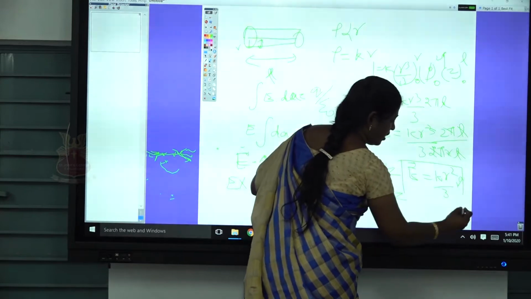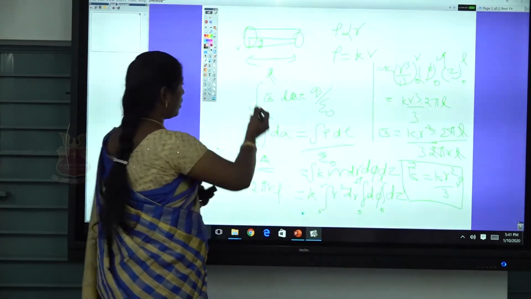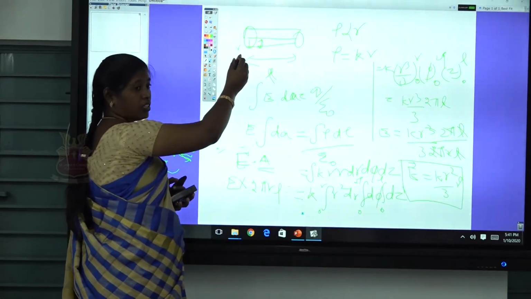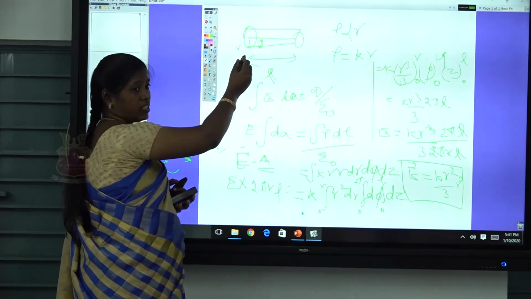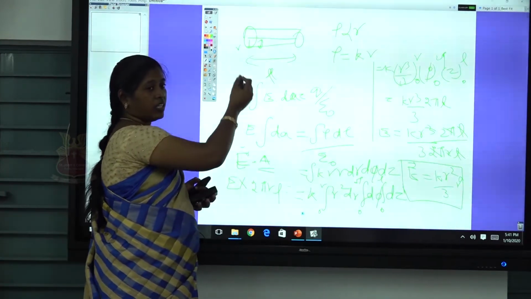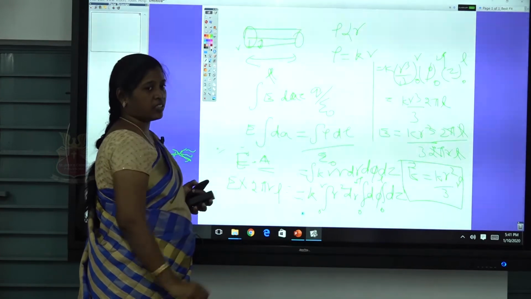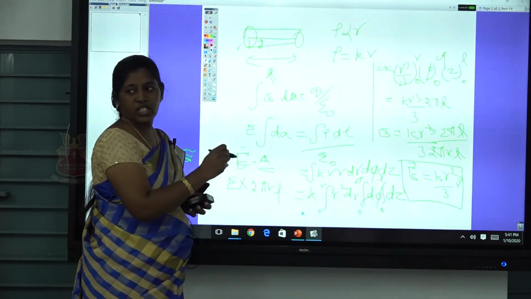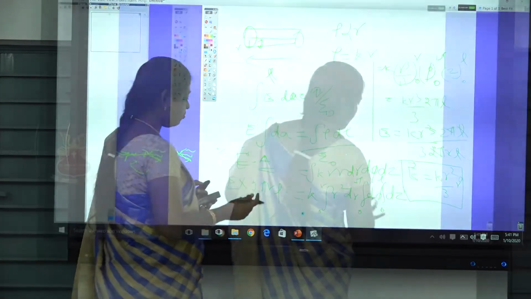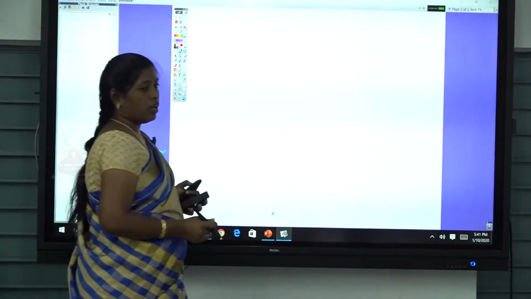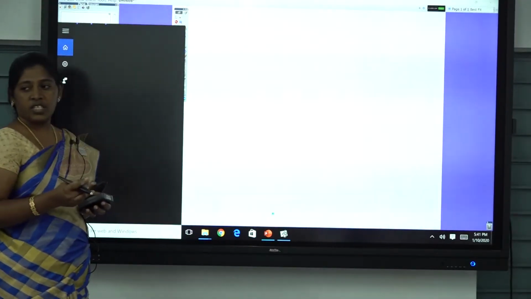So, this is the electric field in a long cylinder. The charge density is proportional to the distance from the axis. This is one of the applications of Gauss law. Already we know that work done is stored as energy.